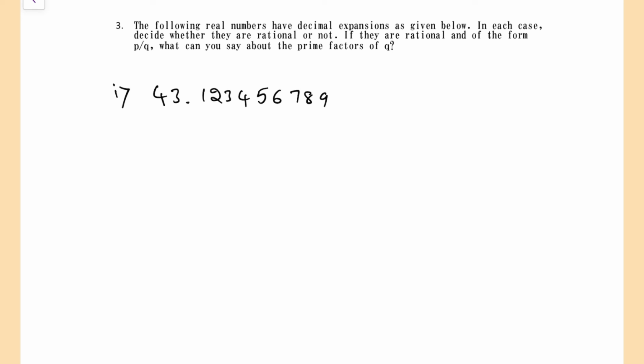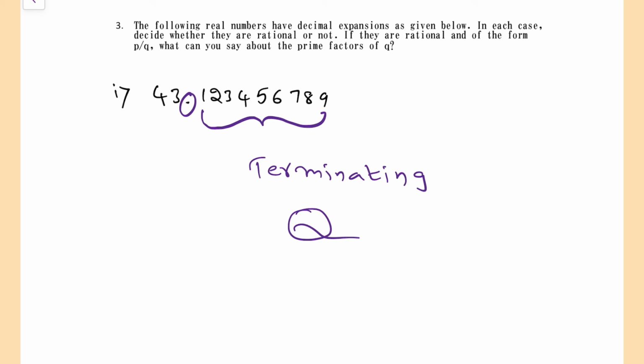Here if you observe this question properly, after the decimal 1 2 3 4 5 6 7 8 9, it is stopping, ending. So this is a terminating kind of decimal. So if it is a terminating kind of decimal, then definitely it is a rational number only. Now he is asking, if it is a rational number, then it can be written in the form of p by q, right? Then after writing p by q form, what will be the q?